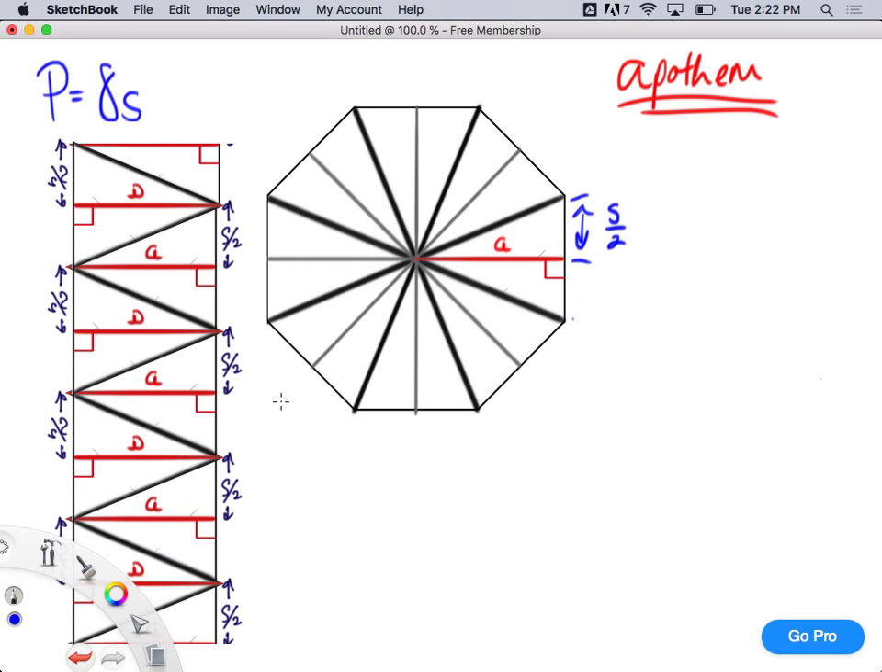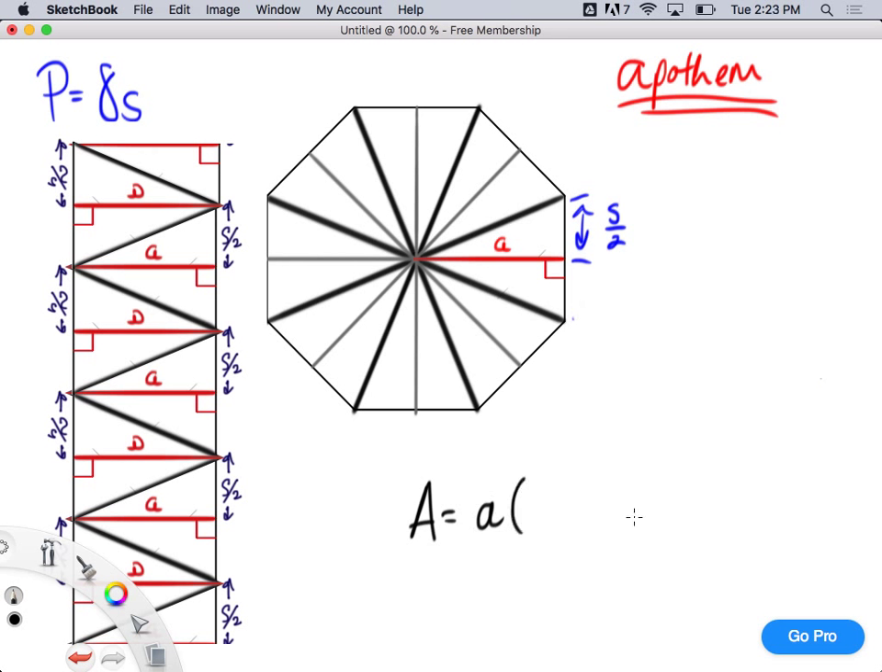Now, question, what's the area of a rectangle? It's base times height. Okay, what's the base of this rectangle? What's it equal to? A. So the area is A times the height.